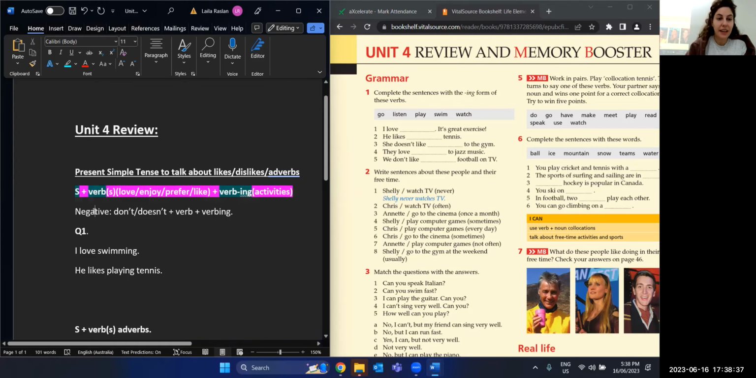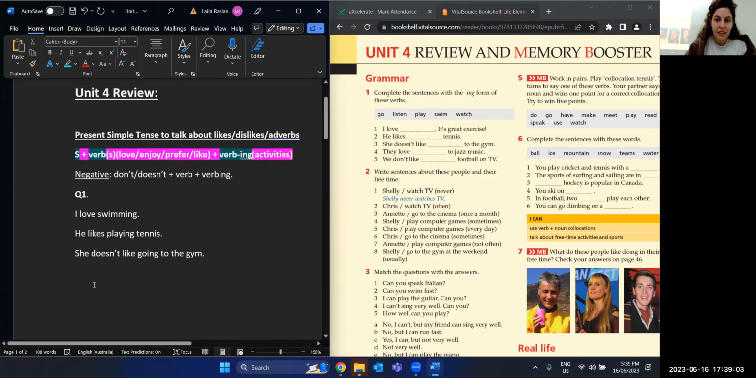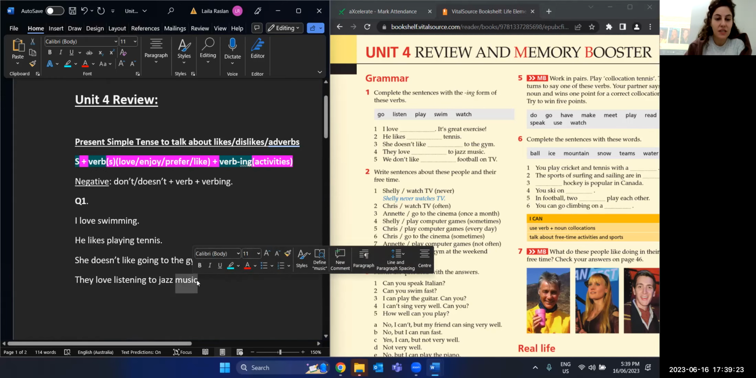She, this is the negative. We talked about the negative. We use don't or doesn't. It looks like we have she, so it must be doesn't. So she doesn't like going to the gym. Yeah, because we go to the gym. They love listening, because we listen to music, listening to jazz music. They love listening to salsa music. They love listening to samba. They love listening to music. You can just say music.